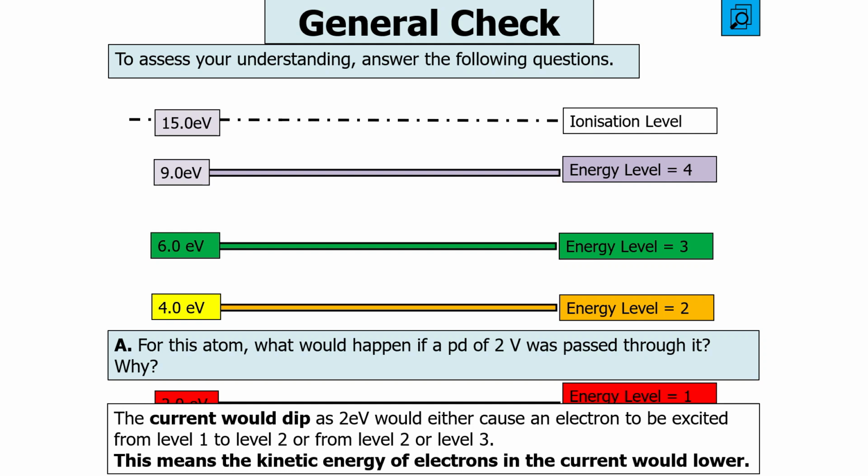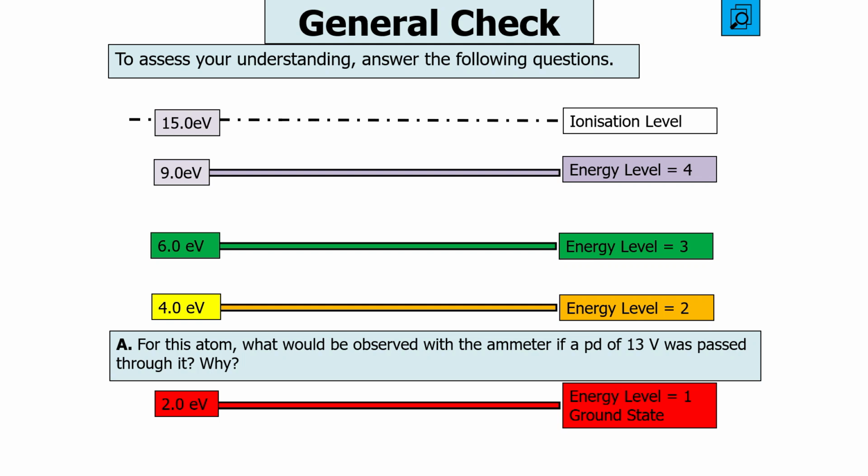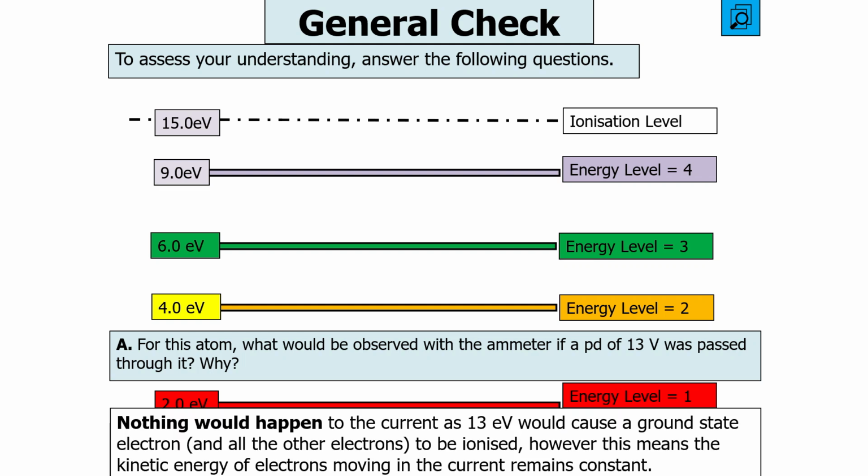For this atom, what will be observed with an ammeter if a PD of 13 volts was passed through it, and why? So pause the video now, then unpause the video when you want to go through your answer. Nothing would happen to the current as 13 eV will cause a ground state electron and all the other electrons to be ionized. This means that the kinetic energy of the electrons moving in the current would remain constant, so no difference would be observed.